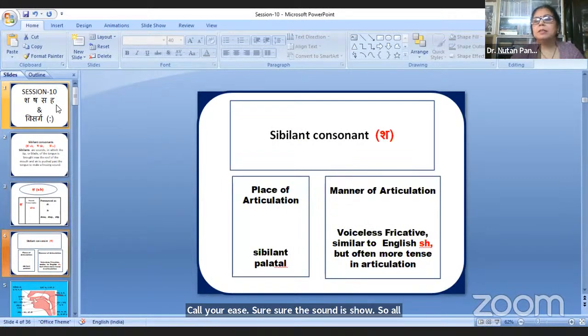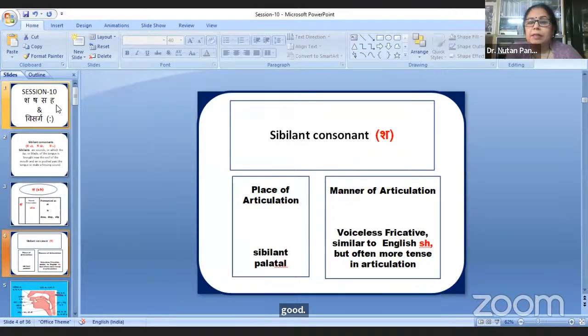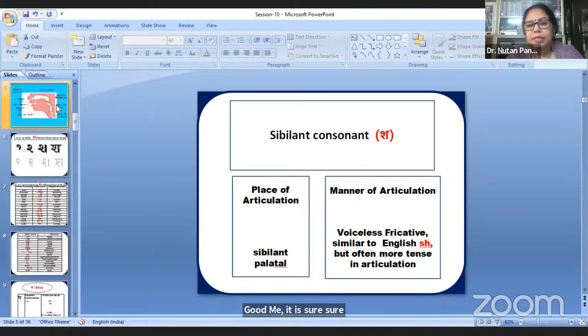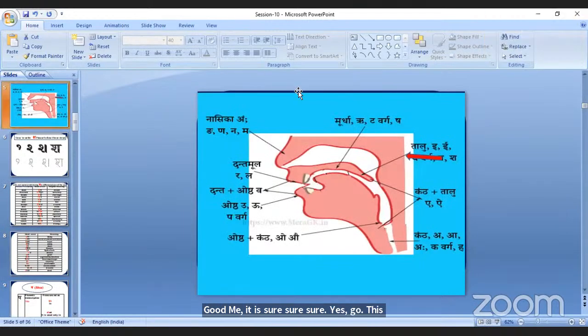From where it is being produced, please see. It is a sibilant palatal. It is a palatal sound and voiceless fricative, similar to English sh, but often it is more tense in articulation. You will unmute yourself and please try to pronounce this with me. It is sh. Sh. Yes. This is the place of articulation.